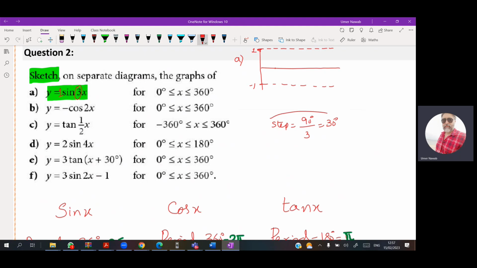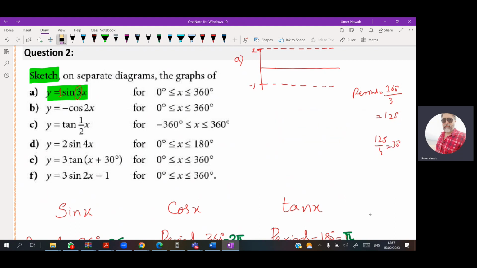But if you say, no, Mr. Omar, I want to use the period formula. So, okay, period is equal to 360 divided by frequency, which is 3. So it gives you 120 degrees. Now, 120 is the period, and you need to divide it into 4 equal parts. So 120 divided by 4 is also giving you 30 degrees.